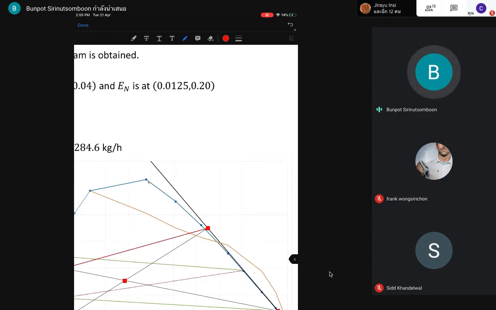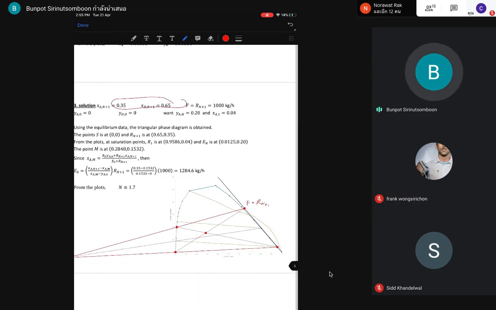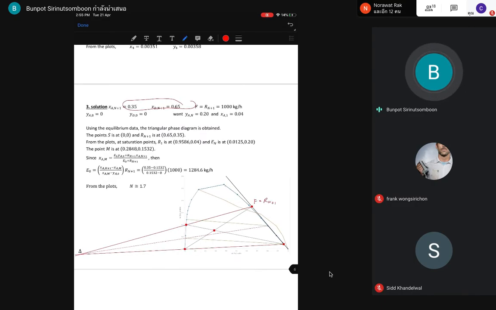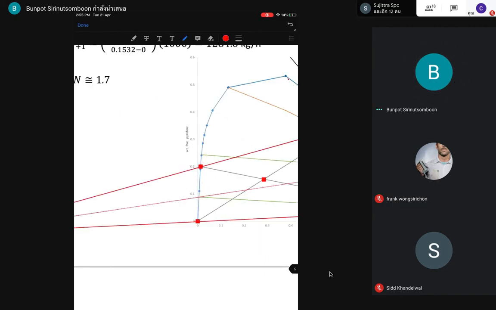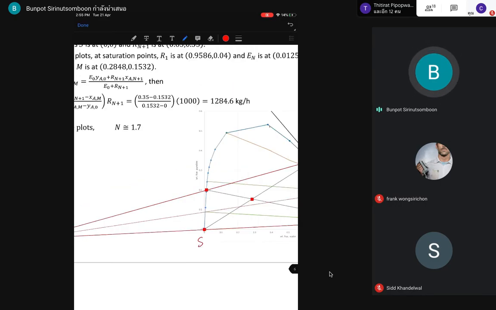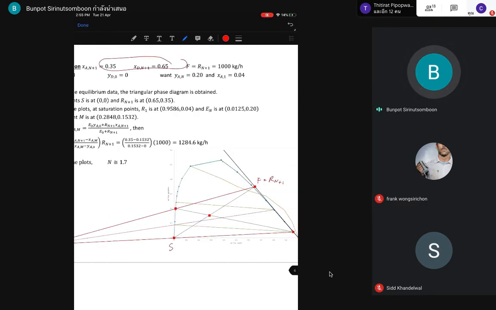It's my feed, which is equal to Rn plus 1. Okay, so this is given by the problem. And then next, it also says that the solvent point right here is a pure solvent. So this point is also given. S is also called E0. Okay, E0 here.